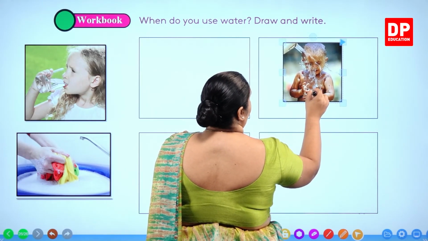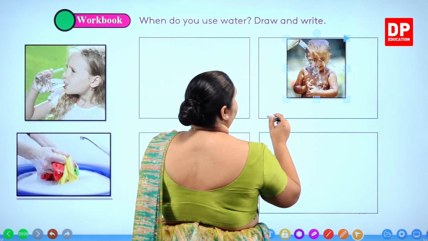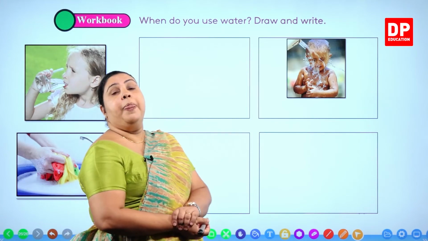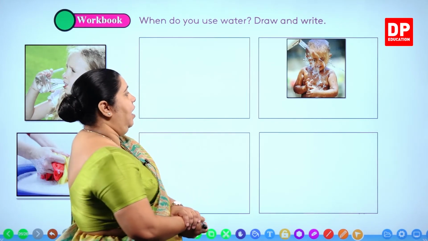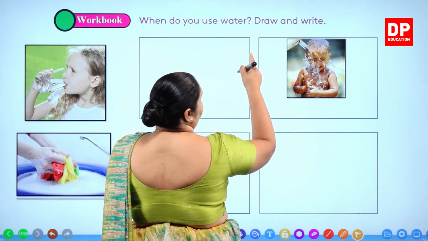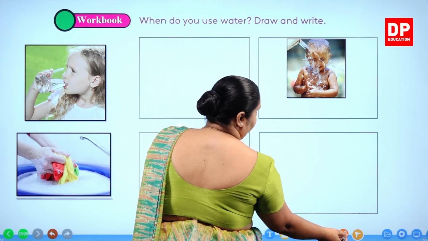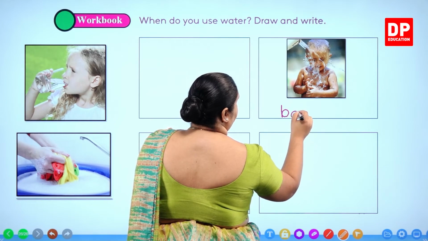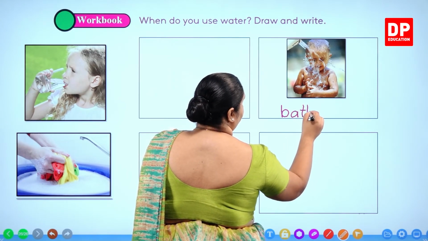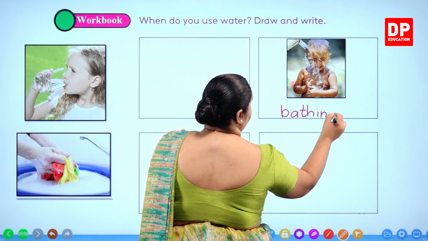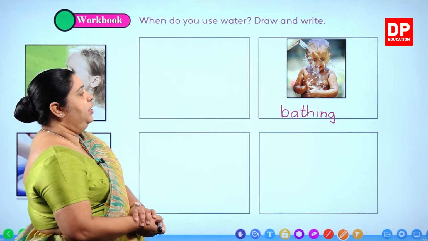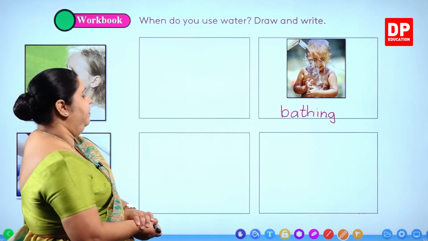Can you see? You can draw. We need water to bathe. Bathing. Shall we write? We have to write draw and write. So now let's write the word bathing. B-A-T-H-I-N-G. When do you use water? We use water for bathing.